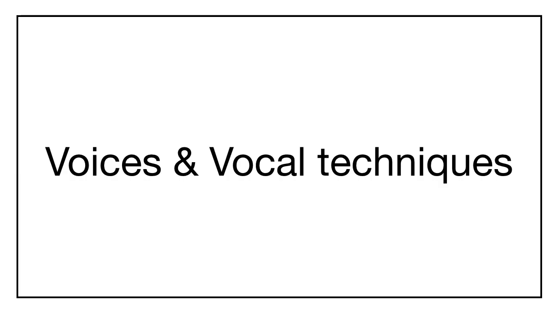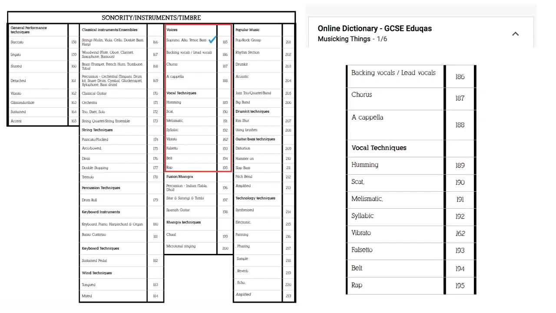Okay. Right, for the rest of this lesson, what we're actually going to do is look at your online dictionary and complete looking at voices and the vocal techniques. So the tick is next to soprano, alto, tenor, bass. Those voice types we've already done. But if you've forgotten them, all you need to do is go to the online dictionary GCSE Educast playlist, which is also on Musicking Things. Today we're going to do numbers 186 to 195.